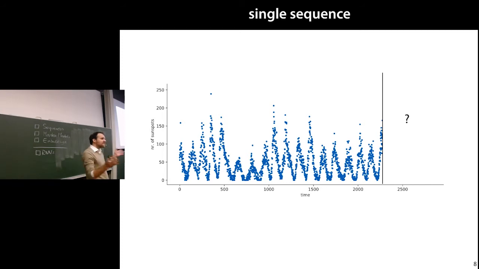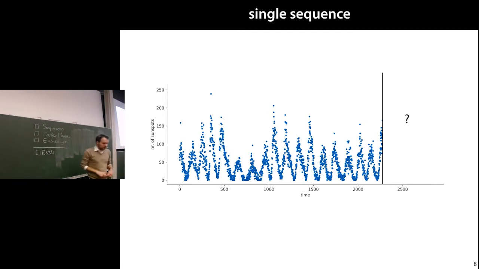So those are all cases where you don't have separate instances. You have one big series, and at each point you're trying to predict the next value at each point in time, which you can turn into a data set like we're used to. So let's say here we're trying to predict the next number of sunspots, given this history.